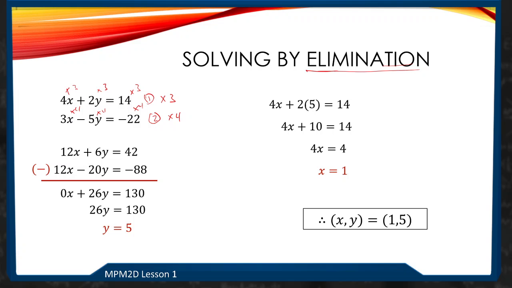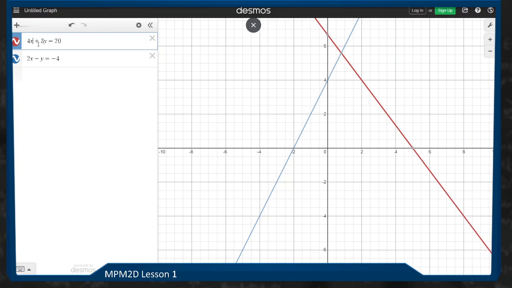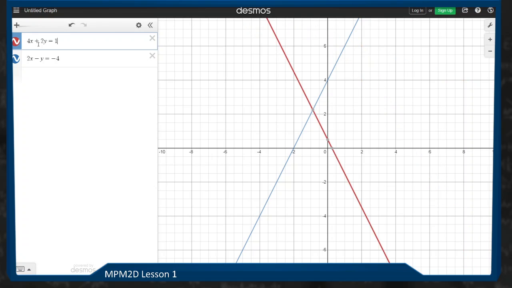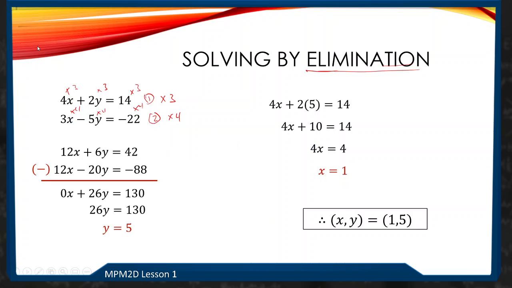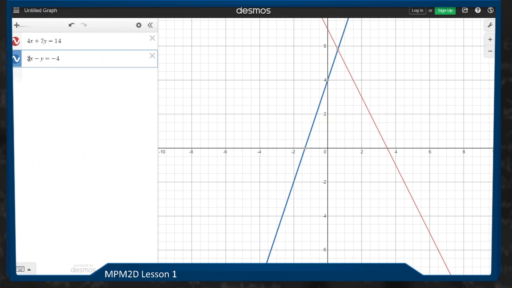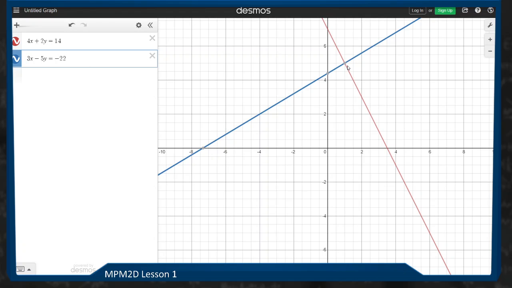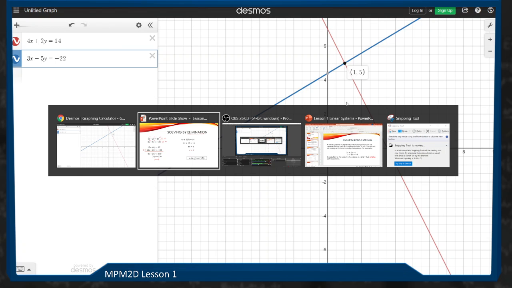Should we check this? Let's switch over to Desmos. 4 to 14. 3, negative 5, negative 22. And when I check, oh, look at that. 1, 5. Magic. Okay, so please feel free to use Desmos to check if you got your answer right or not.